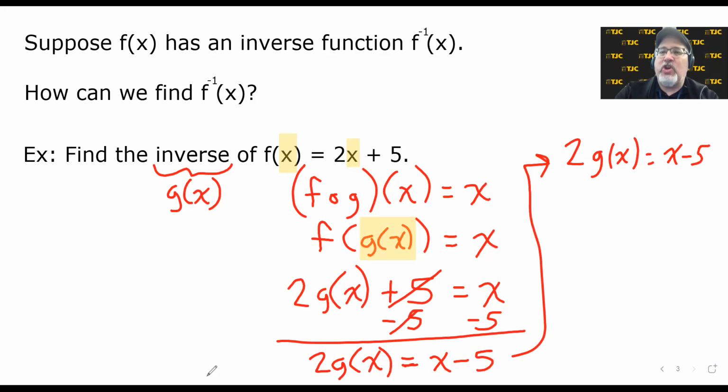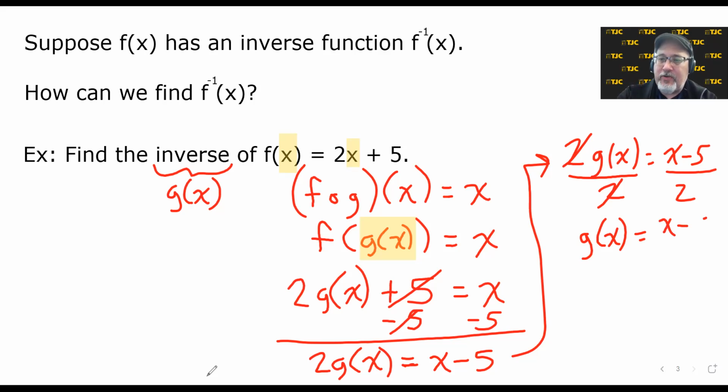And then, of course, to solve for g of x, we'll need to get rid of the 2. Since the 2 is multiplied, we'll divide both sides by 2. That will cancel the 2, and we have g of x equals x minus 5 over 2. Now, is this truly the inverse function? Well, we could check the domains and ranges.